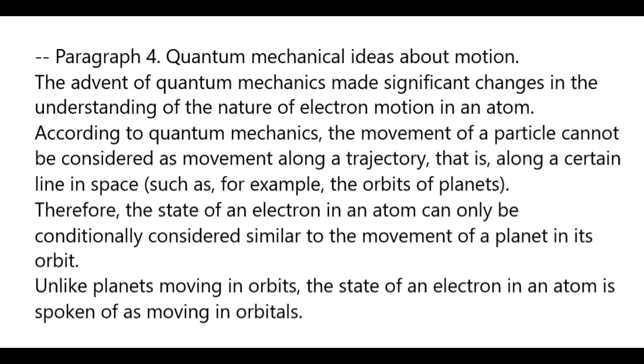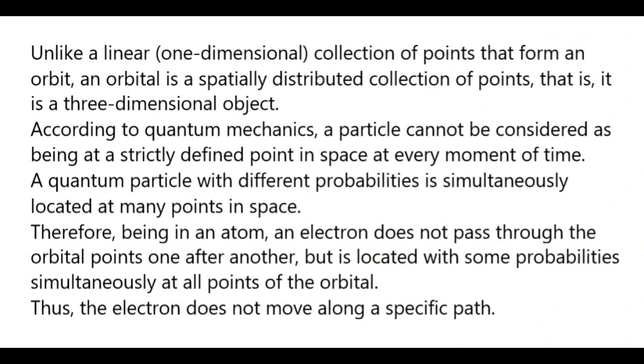planet in its orbit. Unlike planets moving in orbits, the state of an electron in an atom is spoken of as moving in orbitals. Unlike a linear, one-dimensional collection of points, an orbital is a spatially distributed collection of points. That is, it is a three-dimensional object.